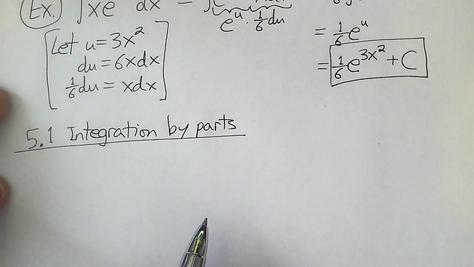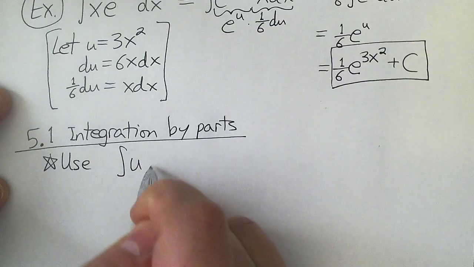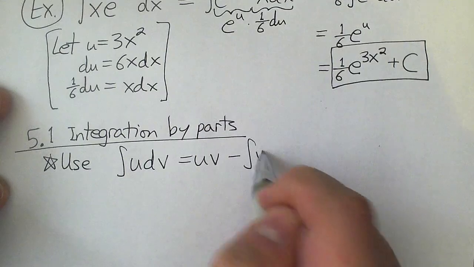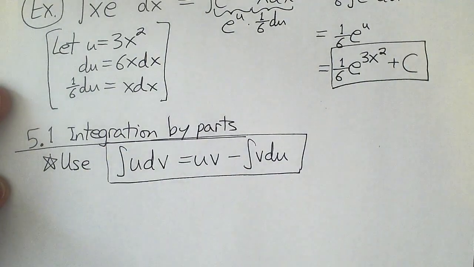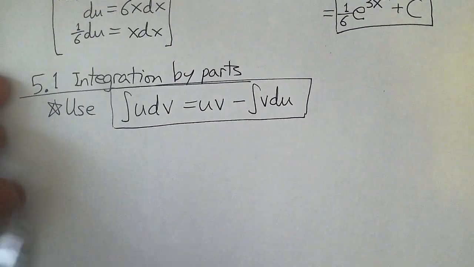So I guess the quick summary, or maybe the most important thing, is this formula. So you need to know that. We also talked a little bit about a preferred order for choosing which part should be u. We had a list of functions: logarithmic, inverse trig, algebraic, trig, exponential. So you probably have that in your notes. I'll do an example of this.